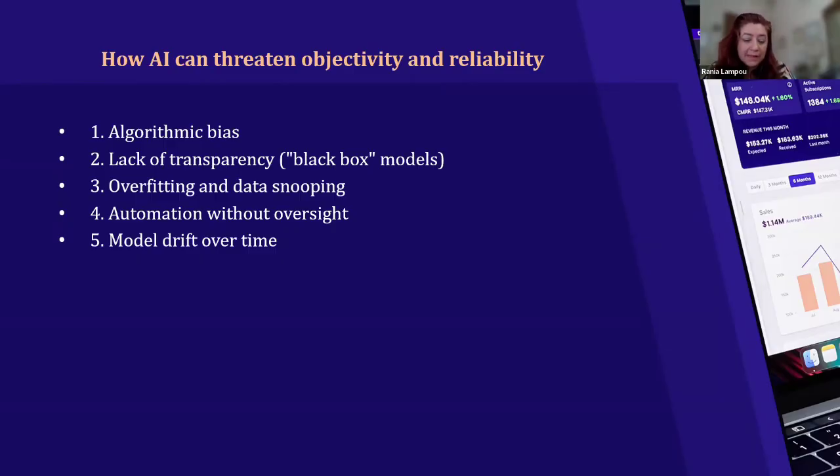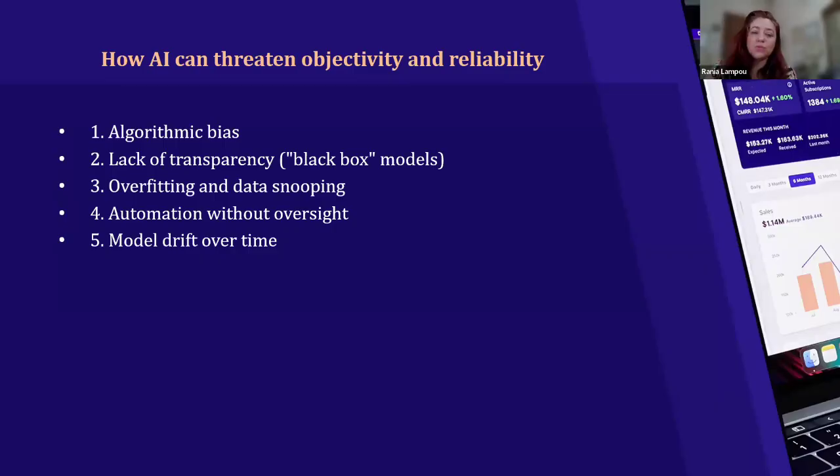So the impact here is that this weakens objectivity, as researchers and stakeholders may not fully understand or trust the model's outputs. Overfitting and data snooping: AI can find patterns that can't generalize beyond the sample, especially if they're not carefully validated. So this reduces reliability, making results hard to replicate.